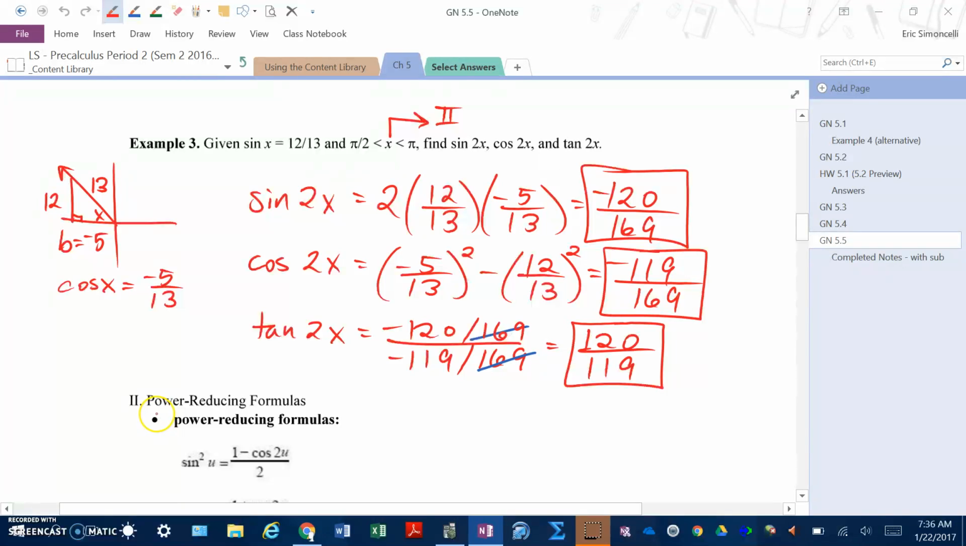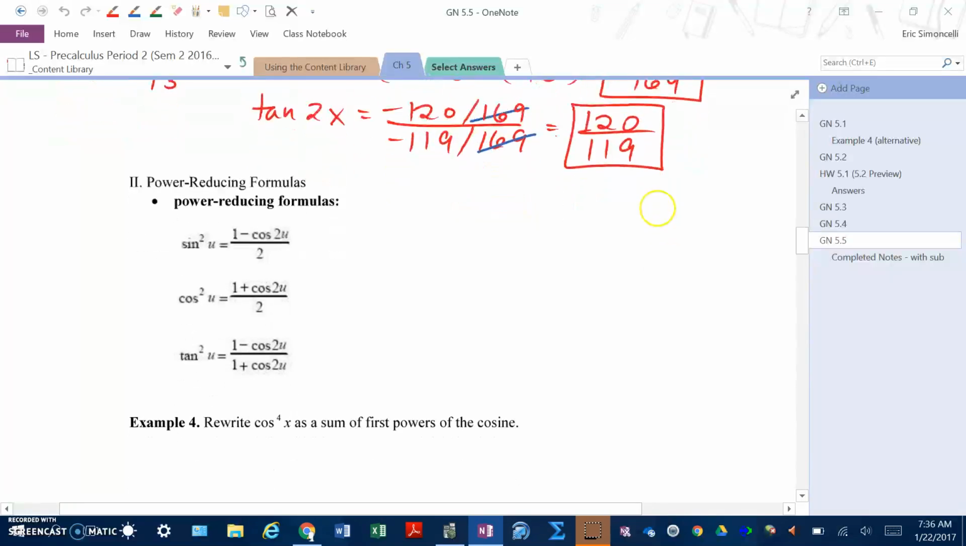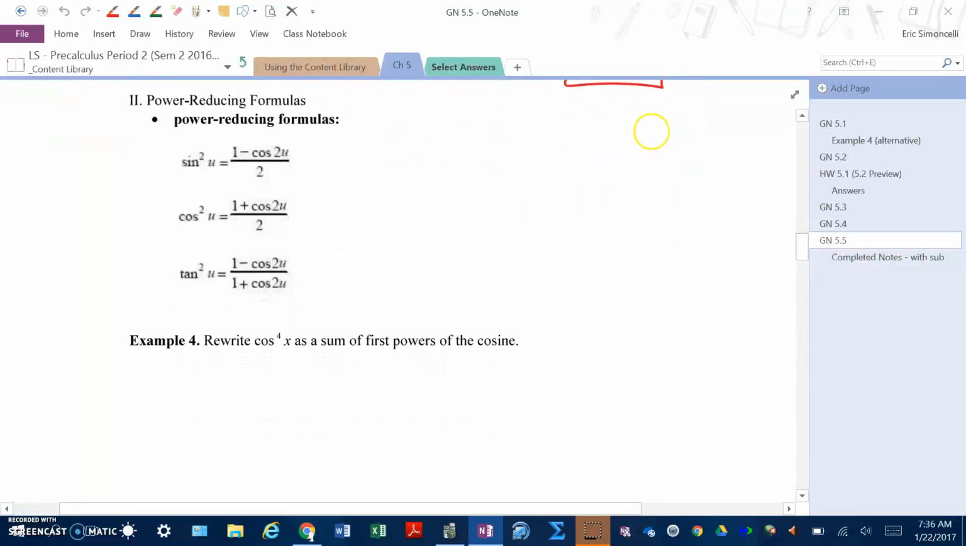We're going to continue here with the power reducing formulas. The power reducing formulas are interesting because we're able to take sine squared, cosine squared, and tangent squared, and yet again write them as something else. For sine squared, it's 1 minus cosine 2u all over 2. For cosine squared, 1 plus cosine 2u all over 2. And then for tangent squared, 1 minus cosine 2u all over 1 plus cosine 2u, which you can actually derive just by doing sine squared divided by cosine squared.